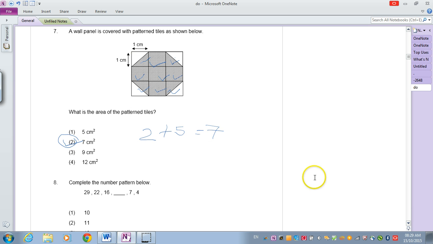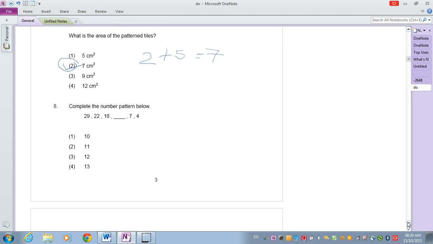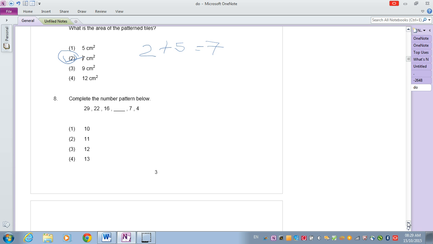Okay, moving on. Let's look at question number 8. Now complete the number pattern below. Okay, let's look at the sets of numbers. We have 29, 22, 16, blank, 7 and 4. Let's look at the first two numbers, 29 and 22. How are they related? Okay, so I know that 29 minus 22 gives me 7. So from 29 to 22 is a minus 7.